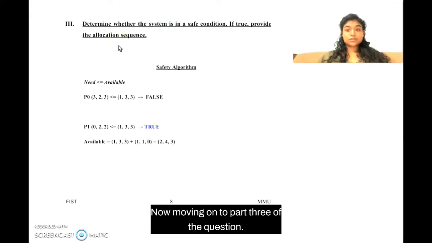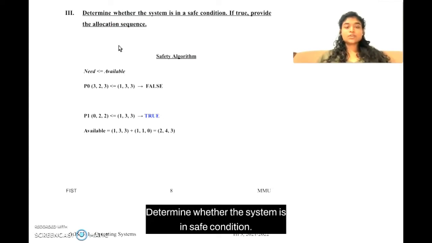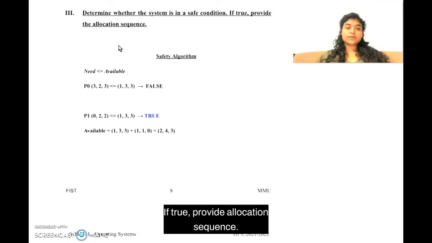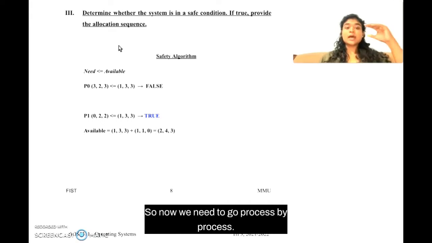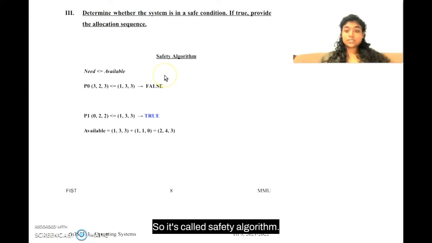Now moving on to part 3 of the question. Determine whether the system is in a safe condition. If true, provide the allocation sequence. This is at the end. Now we need to go process by process. It's called the safety algorithm.